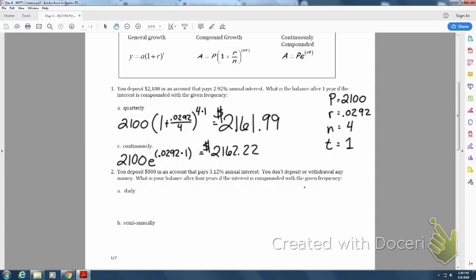Looking at number 2, it says you deposit $800 into an account that pays 3.12%. So there already is my P value, which is 800. My rate is going to be 0.0312. Then it says you don't deposit or withdraw any money. What is your balance after 4 years if the interest is compounded with the given frequency? So we've got daily and semi-annually. My time is going to be 4 years. For daily, my n value is 365. What is it for semi-annually? 2.